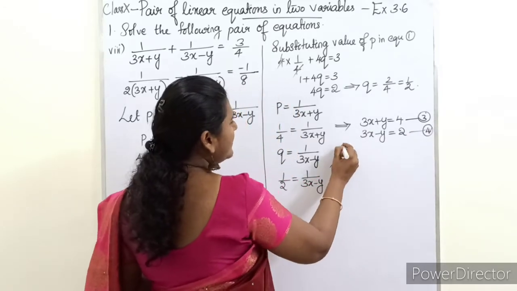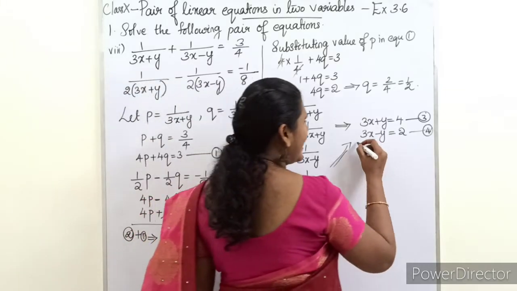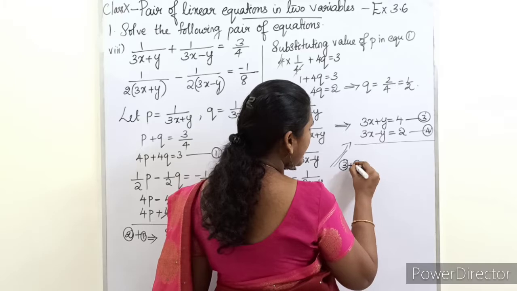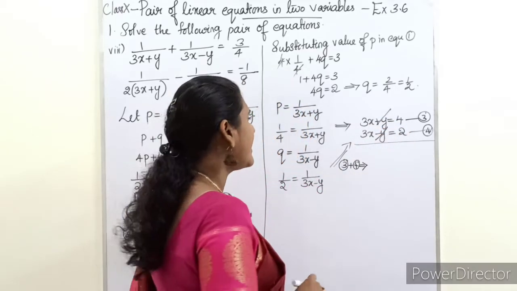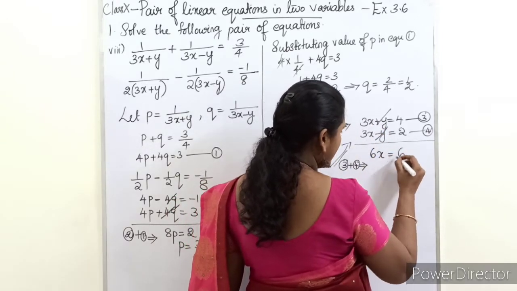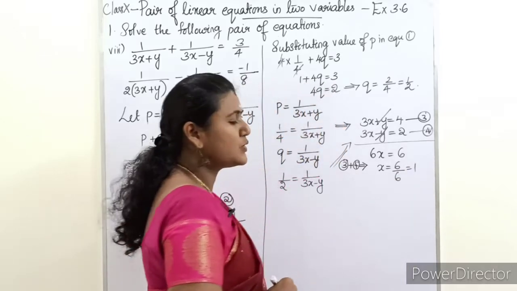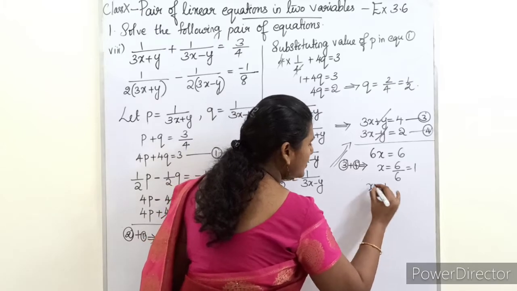So from these we get two equations. Now we are going to solve this using the elimination method. We will add equations 3 and 4. The y term will get cancelled, and 3x plus 3x is 6x is equal to 6. So x is equal to 6 by 6 is equal to 1. So we got x is equal to 1.